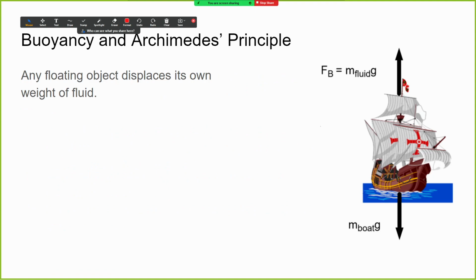So buoyancy and Archimedes' principle: any floating object displaces its own weight of fluid. If you have ever been on a boat, the mass of the boat times gravity, so the weight of the boat, is going to perfectly balance the buoyancy, which would just be the density of the fluid times the displaced volume of the fluid that the boat is actually in. Boats typically go in water, so hopefully that makes sense.